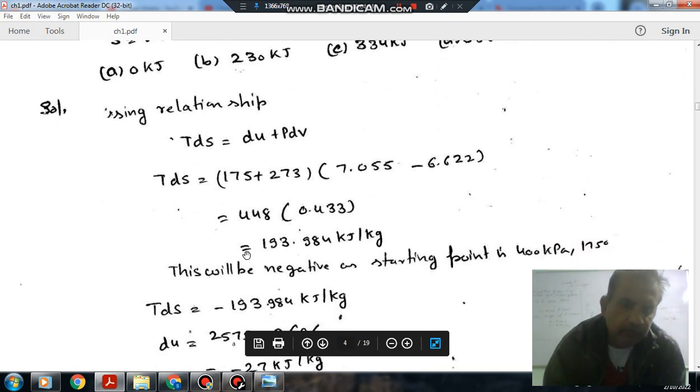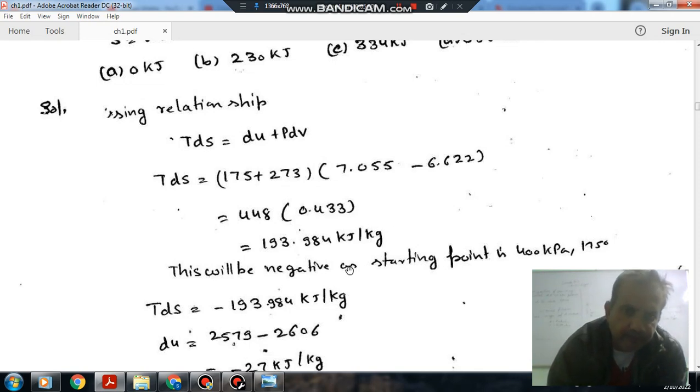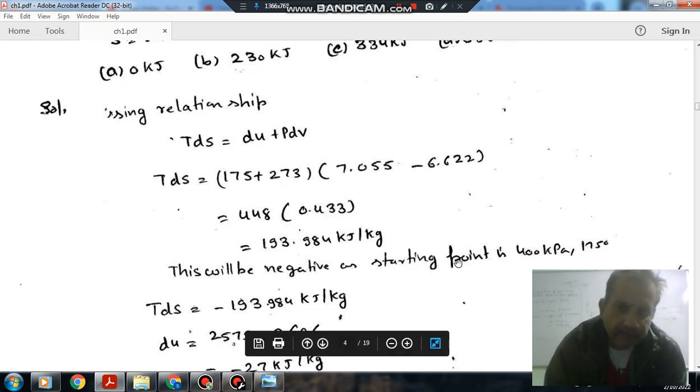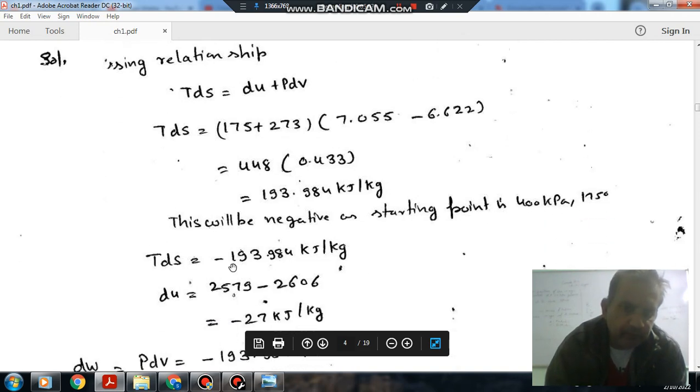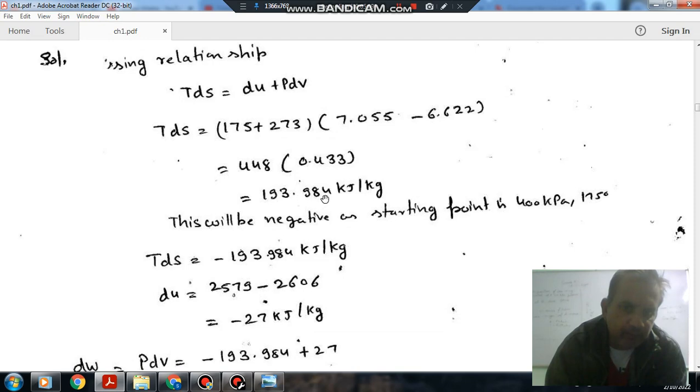So this will be negative because we have taken S1 minus S2. We have to take S2 minus S1 to calculate the change. So this will be negative as the starting point is at 400 kPa, 175 degrees Celsius. So TdS is minus 193.984 kilojoule per kilogram.